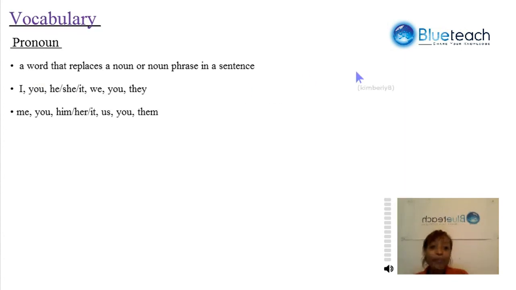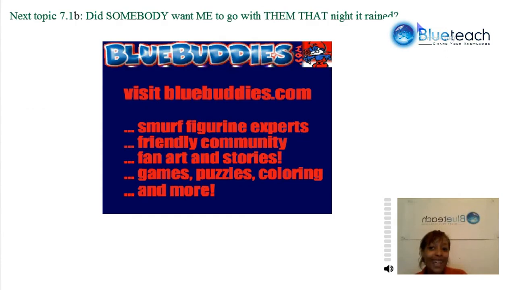Just a quick recap for what a pronoun is. A pronoun is a word that replaces a noun or a noun phrase in a sentence. And here are some of the pronouns that you may be familiar with already. There are actually 9 main categories of pronouns, and we will be looking more closely at them in our next topic. So stay tuned for our next one.